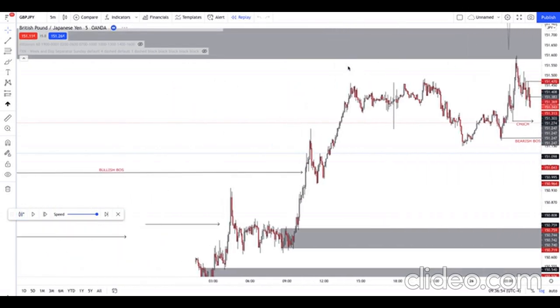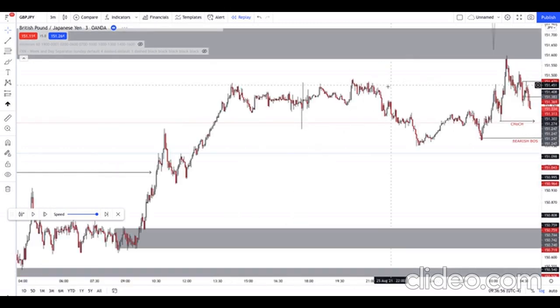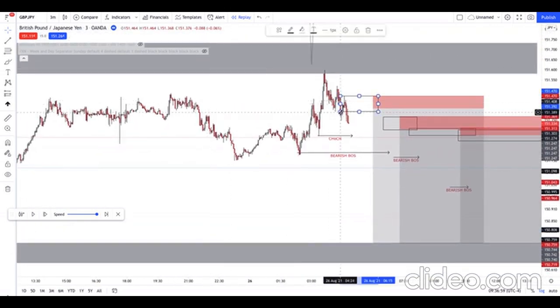Now if we head over to the 3-minute, what can we see? Look at that. You see this indecision candle right here? The body lies in the center and wicks on either side.